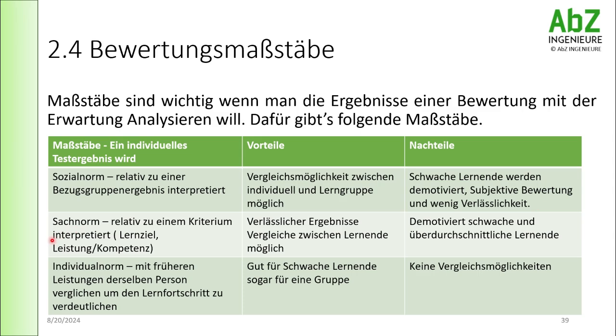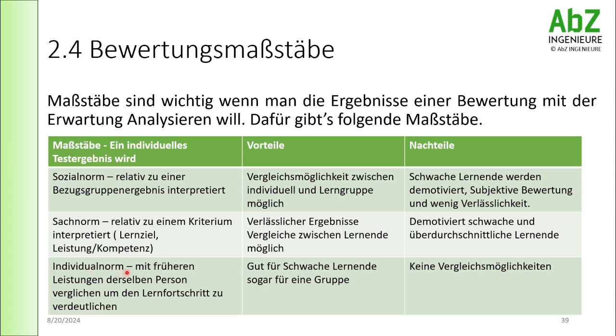Then you have Sachnorm. This is with respect to a standard criteria. So A1 level competence, B2 level competence, performance, learning targets. The advantages are reliable results. So if you pass an A1 exam or an A2 exam, then you know for sure that this kid will be able to survive in Germany a bit once he lands. So this can be used to compare the student's performance against the standard criteria which we have. So that way, it is very good to assess the practicability of the test results. Again, weaker learners will be demotivated. Above average students will be let down as well.